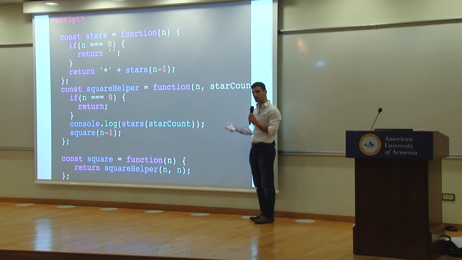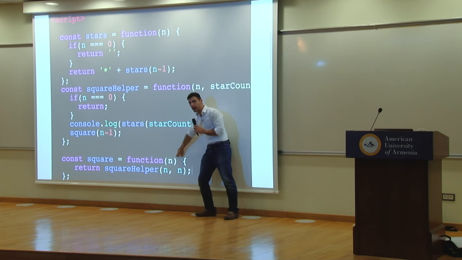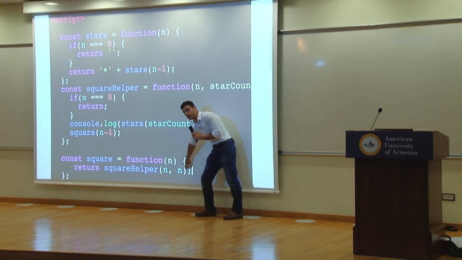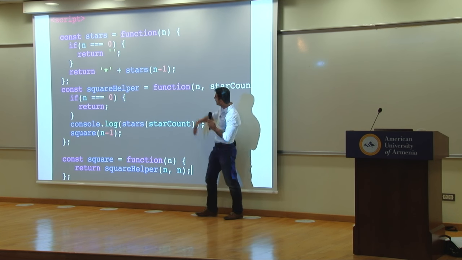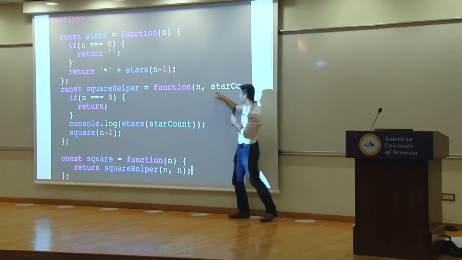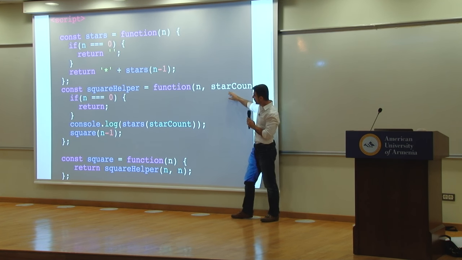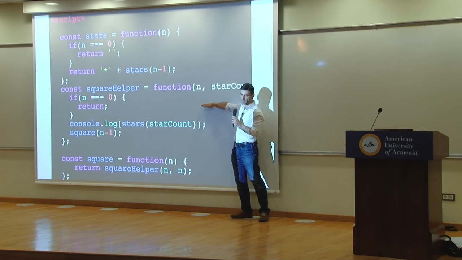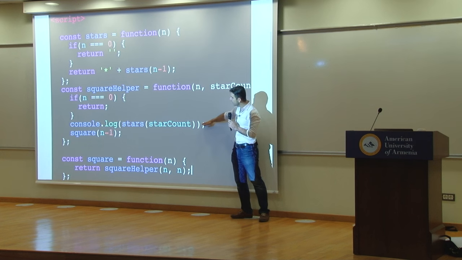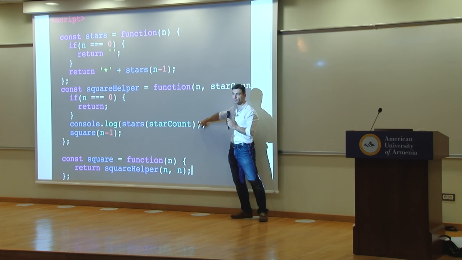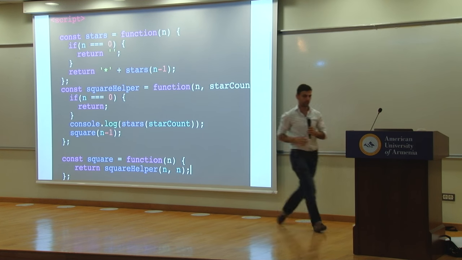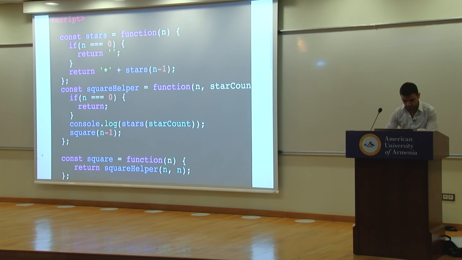So consider how this works. Look. We call square with a 5. We call square helper with 5, 5, right? So when it comes into here, this is 5 and this is 5. Is n, which is this, equal to 0? No, because it's 5, right? We then go here, we print how many stars? 5, because this is 5, right?